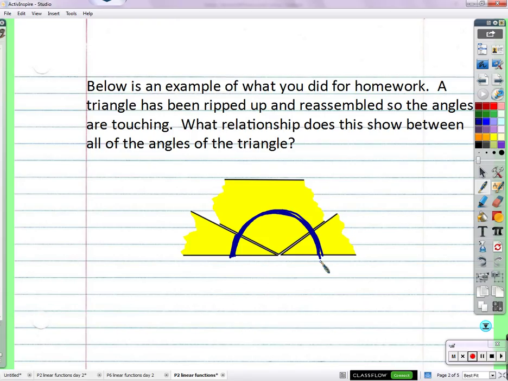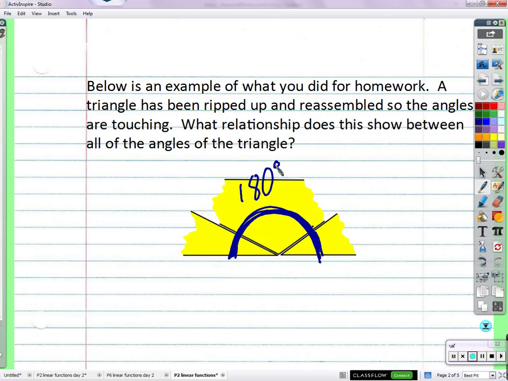Let's put it another way. I don't know how big this angle is, I'd need a protractor and a steady hand. And I don't know how big this one is, and I don't know how big this angle is. But how big is this angle? Can you tell me how big that angle is? 180. 180 degrees? You guys familiar with the degrees?